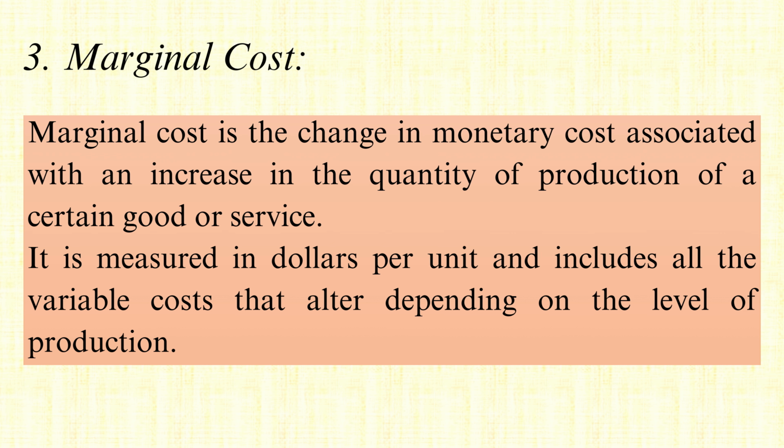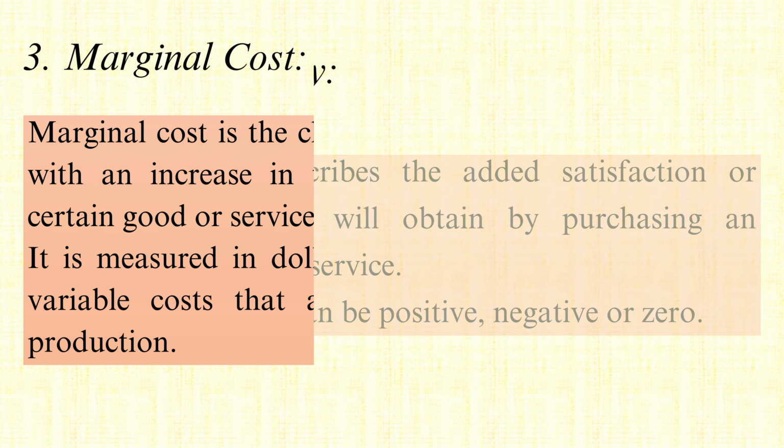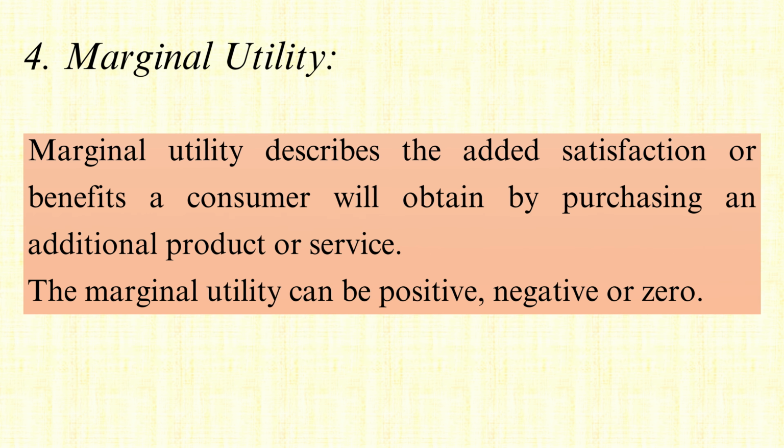Let me give you a quick example. Suppose it costs a farmer 1,000 rupees to produce 100 kilograms of maize. If he decides to produce an additional 10 kilograms, and it costs him an extra 150 rupees for seeds, fertilizers, and labor, then the marginal cost of producing that extra 10 kilograms is 150 rupees.